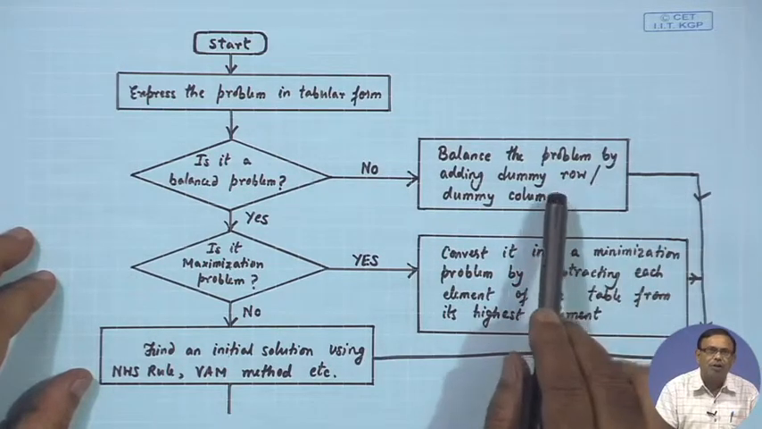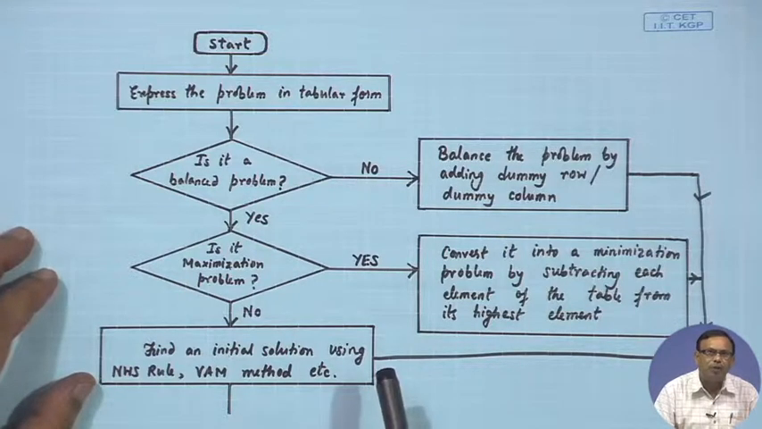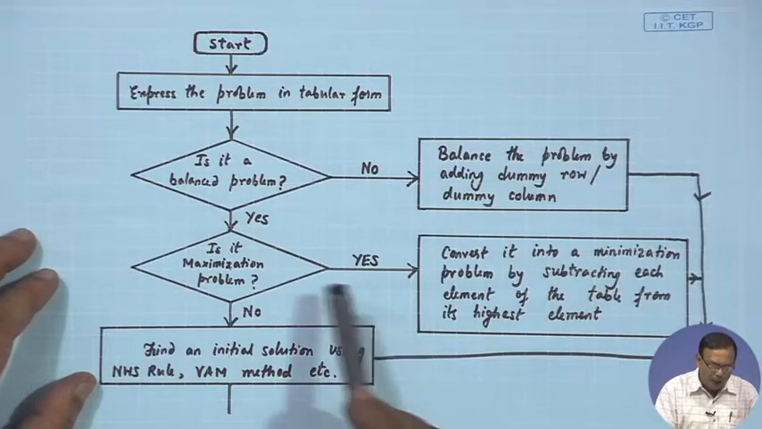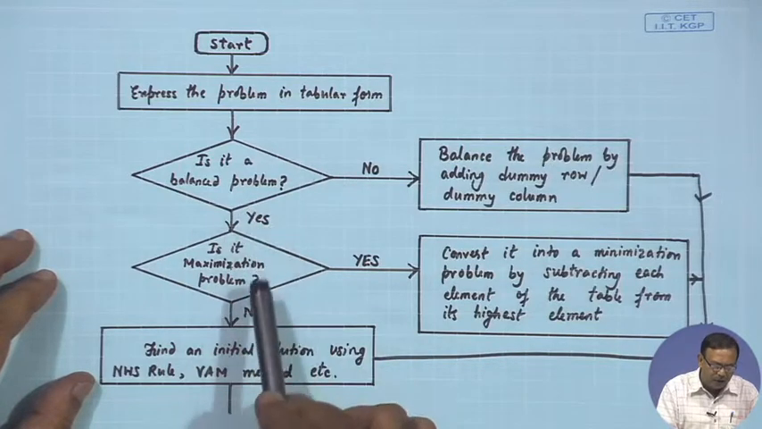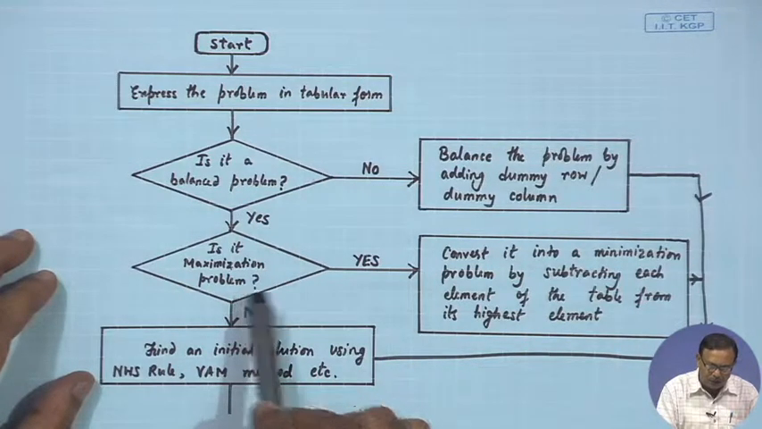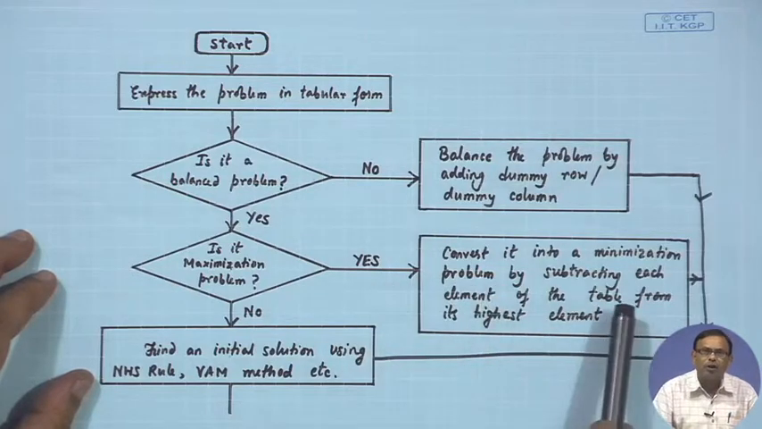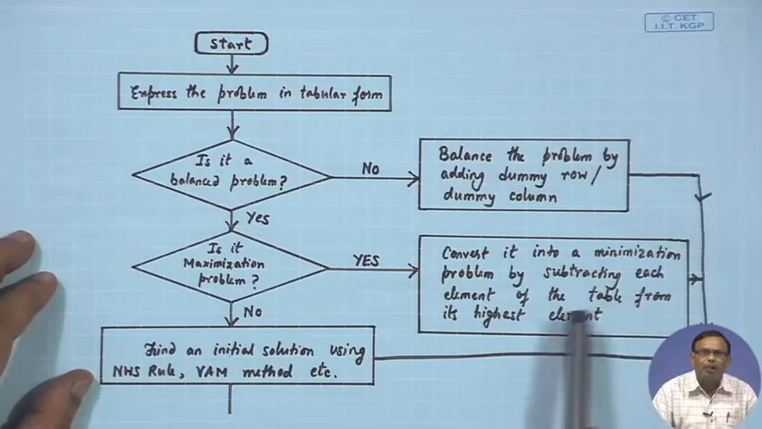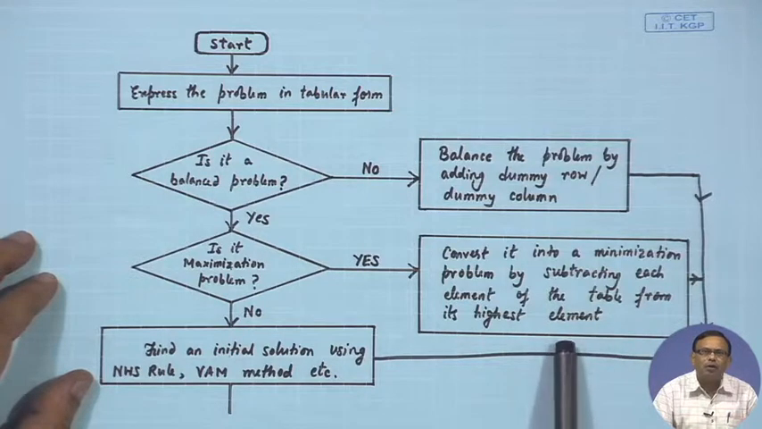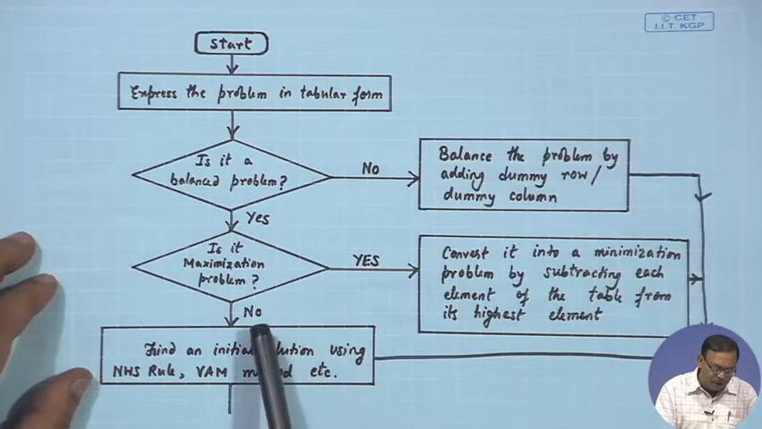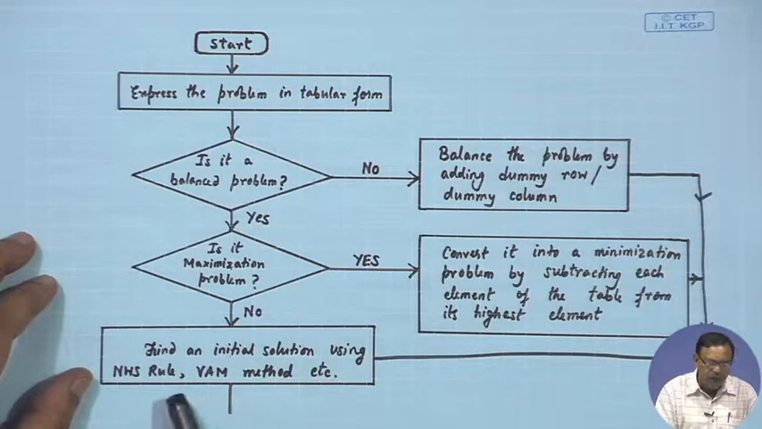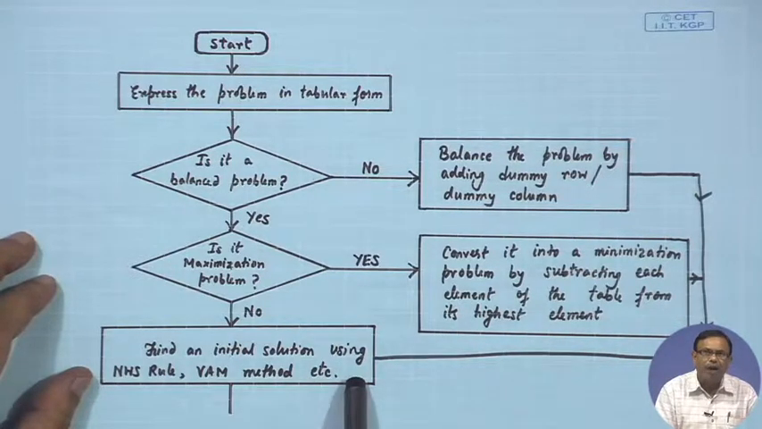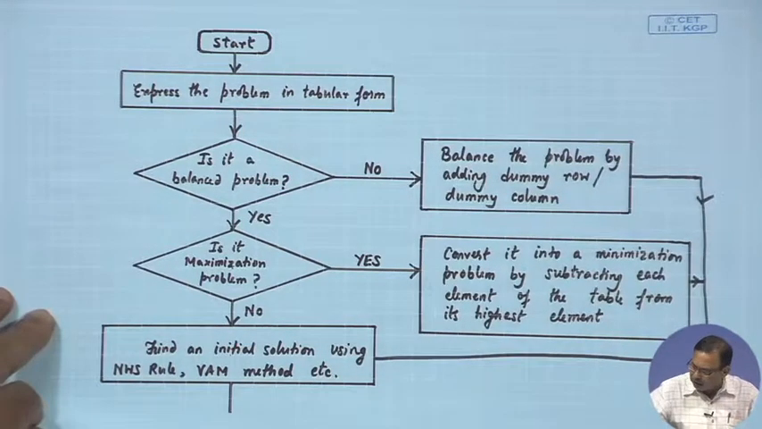This we will discuss, if the problem is not balanced, how to convert it into a balanced problem. Then if the problem is balanced, is it a maximization problem? If yes, then convert it to a minimization problem by subtracting each element of the table from its highest element. If it is minimization, in that case find the initial solution using the northwest corner rule, VAM method, like that, whatever method we have discussed earlier. Up to this we have done already.